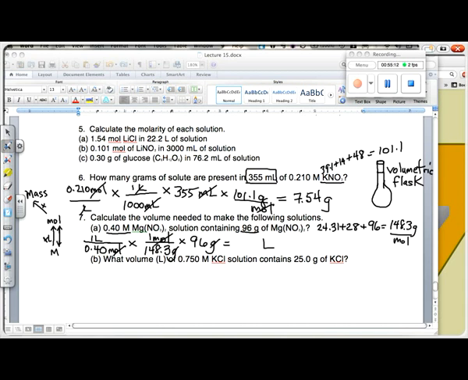Okay, so 96 divided by 148.3, which would get me to moles, and then divided by 0.4. And I end up with 1.62 liters.